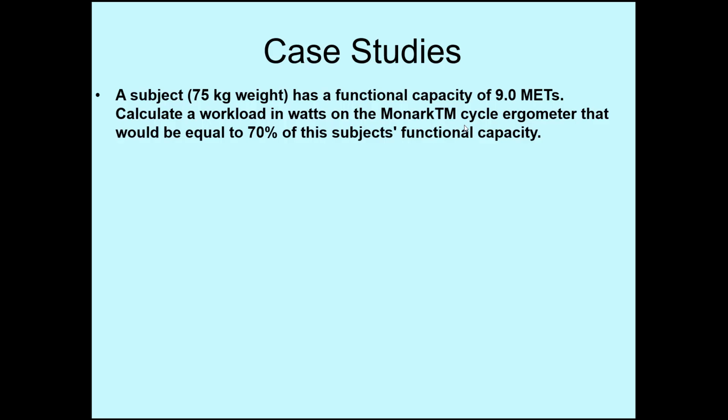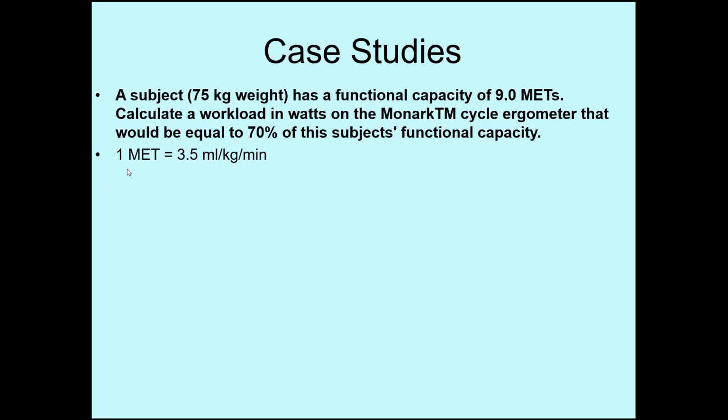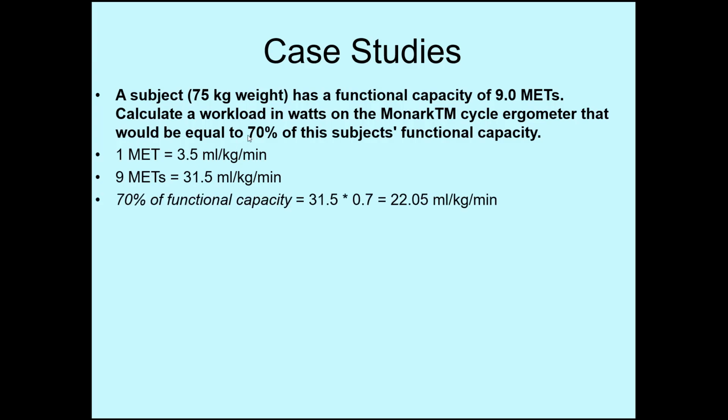So in other words, if you know someone's max and you decide that they need to exercise at about 70% of their capacity, what workload would they need to be at? So the way to do this, first of all, we know that 1 MET is 3.5. So we could take that 9 METs and figure out their VO2 max. So we'll assume that if their aerobic capacity or VO2 max is 9 METs, we just convert that to units of milliliters per kilogram per minute. We get 31.5. And remember, we were trying to calculate 70%, so 70% of 31.5 is 22.05.